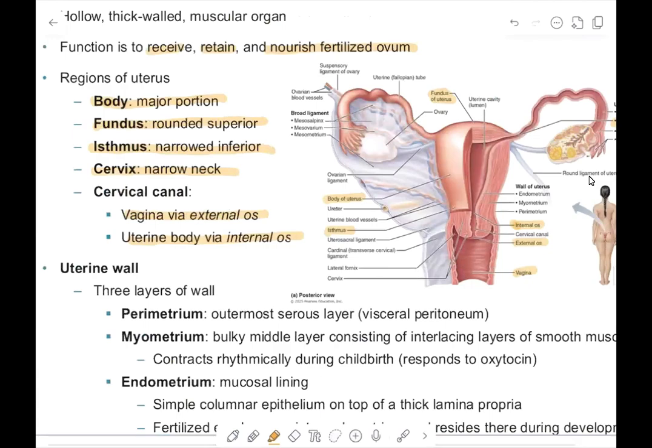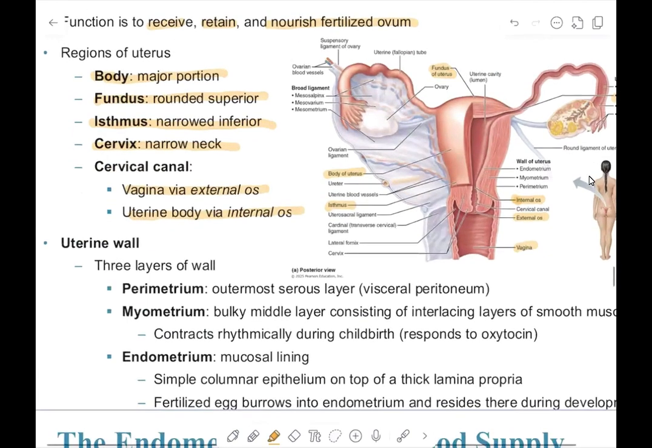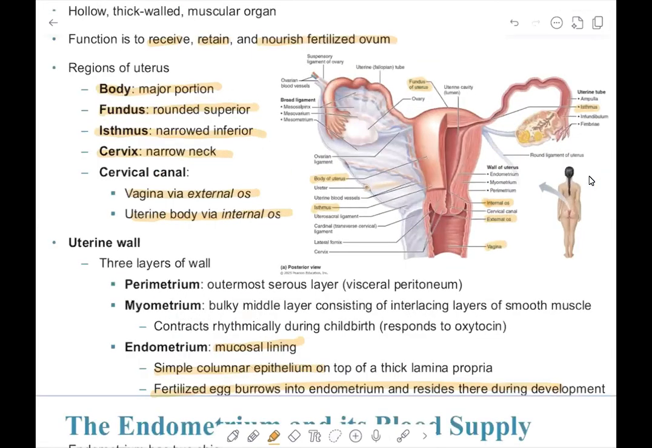So the uterine wall is going to include three main layers. The innermost layer is the mucosal lining, and this is what is going to change due to hormone release. So there's simple columnar epithelial cells. The fertilized egg burrows into the endometrium, and it resides there throughout its 9 months time period of gestation. So we'll be seeing the endometrium on our next slide. The middle layer is the myometrium, which is what's going to respond to oxytocin. And then the outermost layer is a serous layer called the perimetrium.